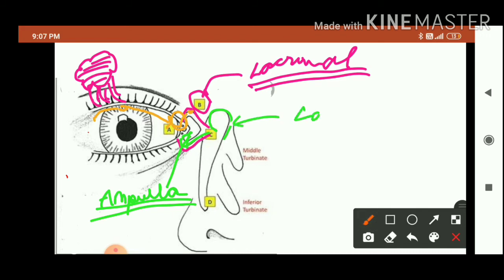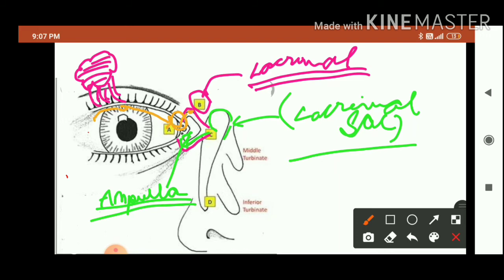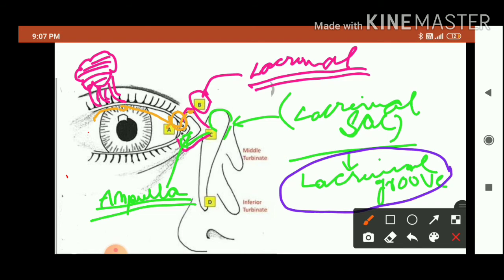Okay, so after this lacrimal canaliculus, the fluid will enter into the lacrimal sac. And what is the location of this lacrimal sac? Yes, the lacrimal sac is present in the lacrimal groove of the lacrimal bone. Hence, there is a general confusion between the lacrimal groove and the lacrimal fossa. Remember, the lacrimal fossa of the frontal bone houses the lacrimal gland.